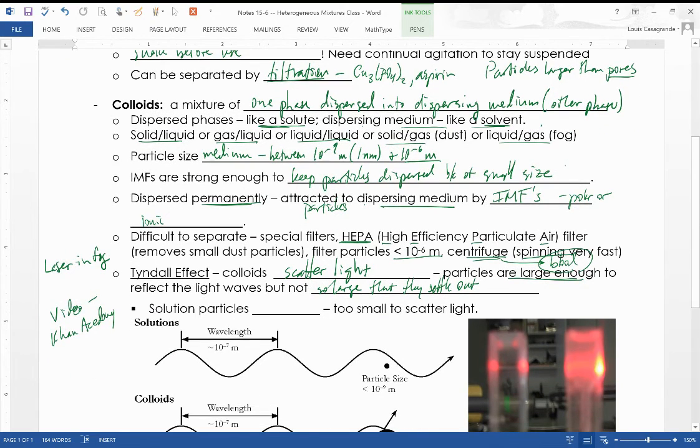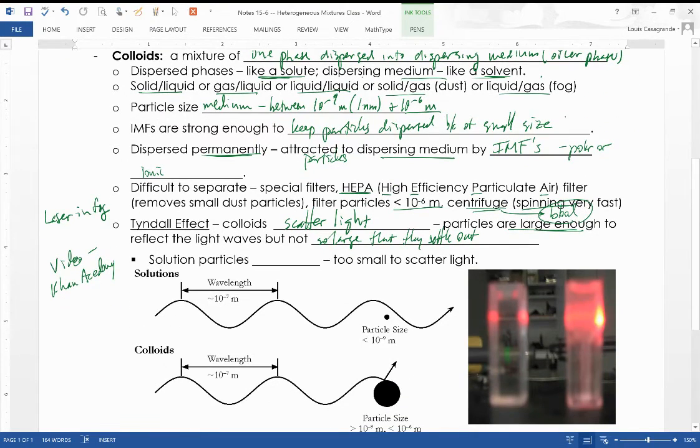So down below, I have a couple of diagrams here. On the top, I show a solution, and I'm showing a light wave. It has a wavelength of about 10 to the minus 7 meters. That's about 100 nanometers. And the particles in the solution are too small. The particles are less than 10 to the minus 9 meters.